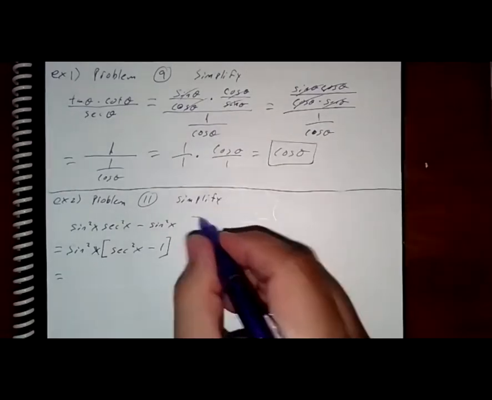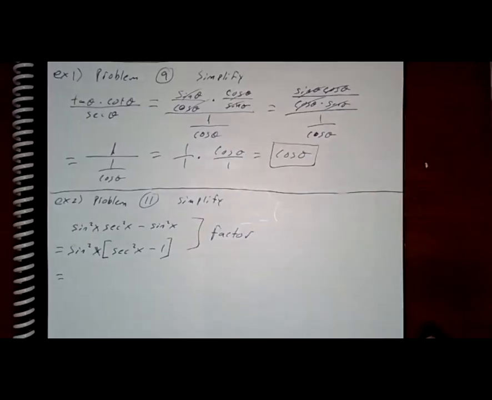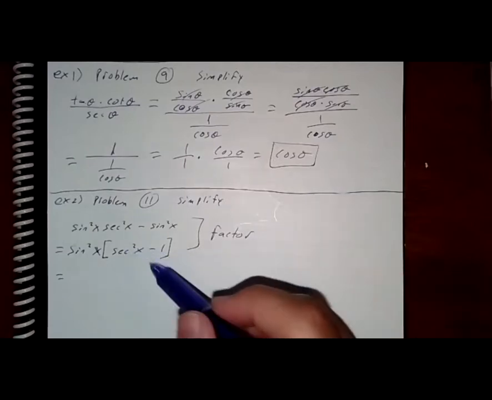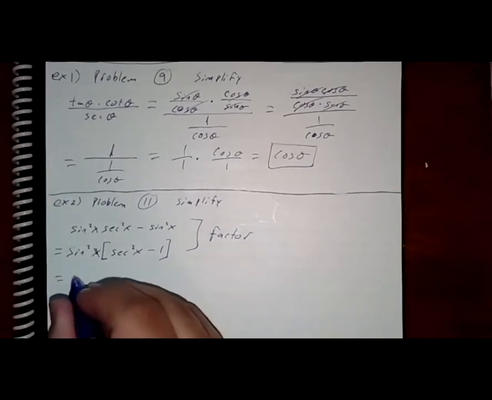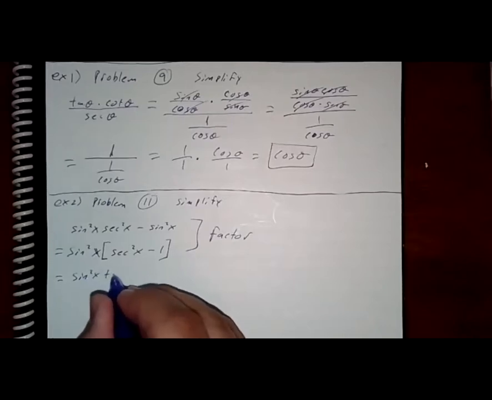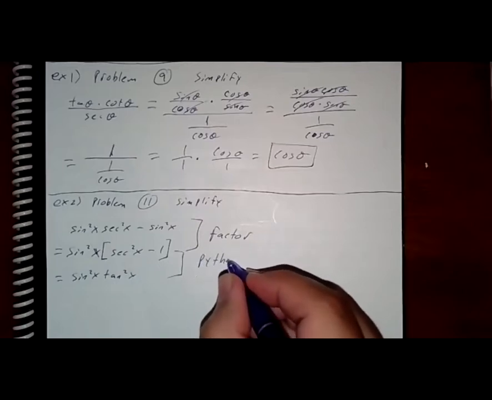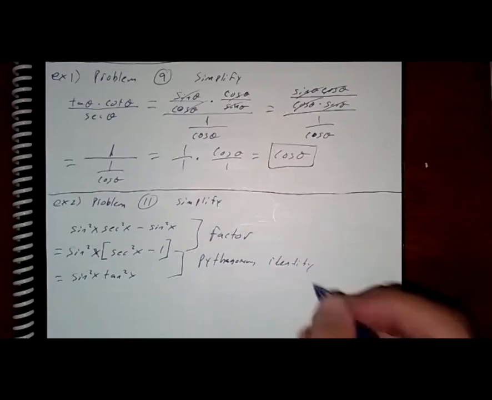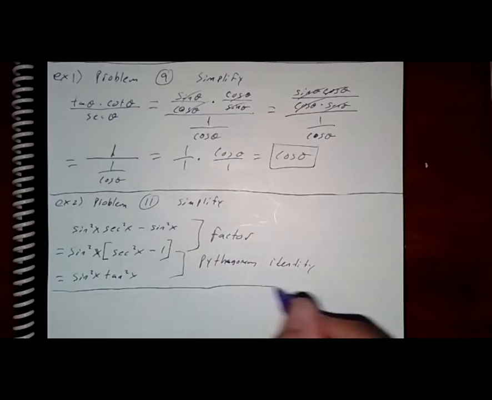So from here to here, all I did was factor. Yeah, this is tangent squared based on the formulas I wrote down. The Pythagorean, part of the Pythagorean formulas. So from here to here, I used the Pythagorean identity or whatever you want to call it, formula. Any questions on number 11? That's as simplified as we can make it.